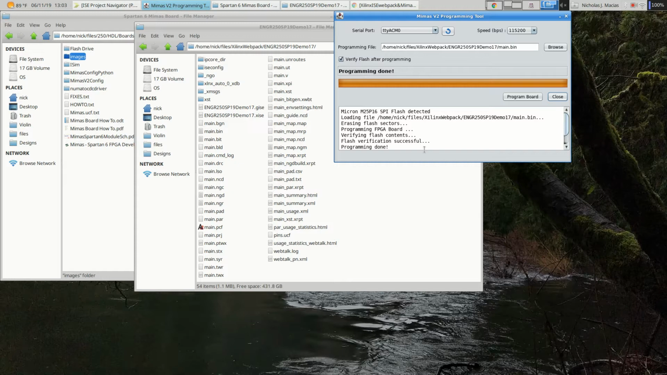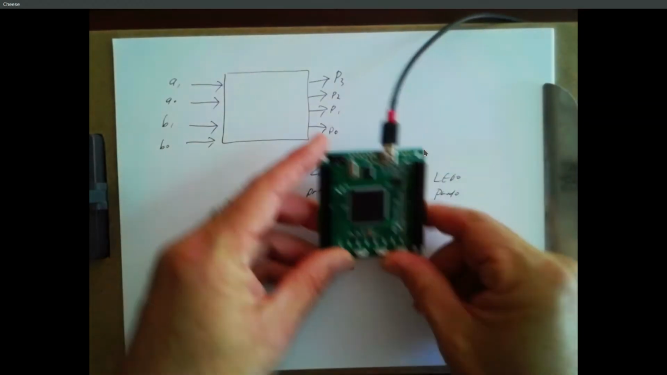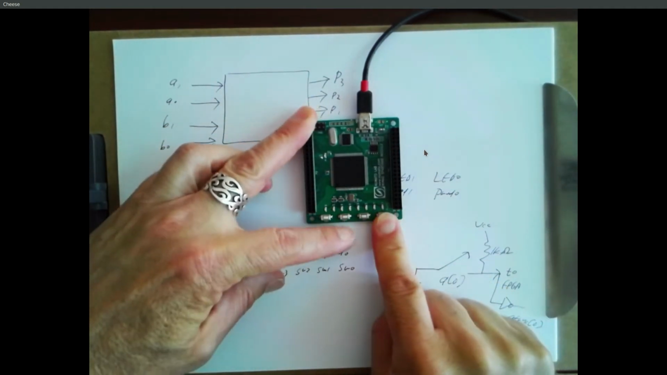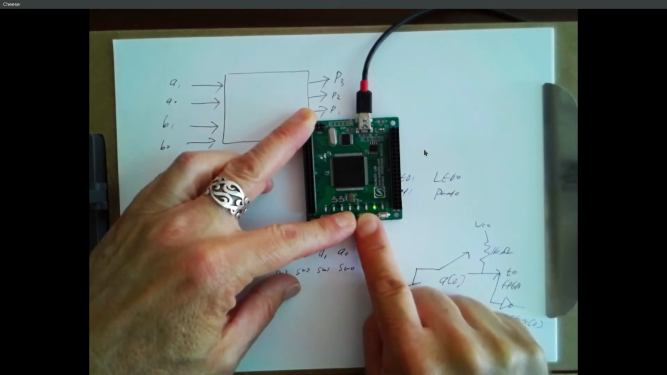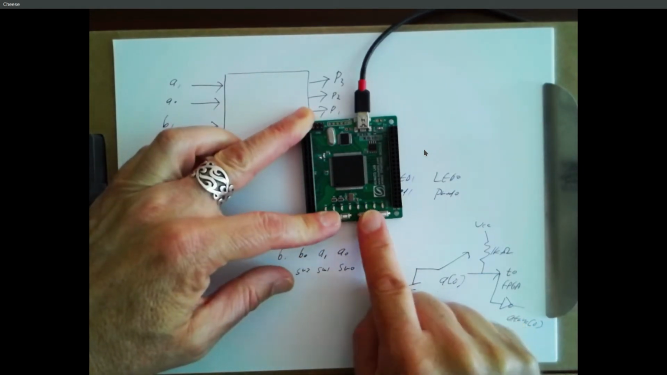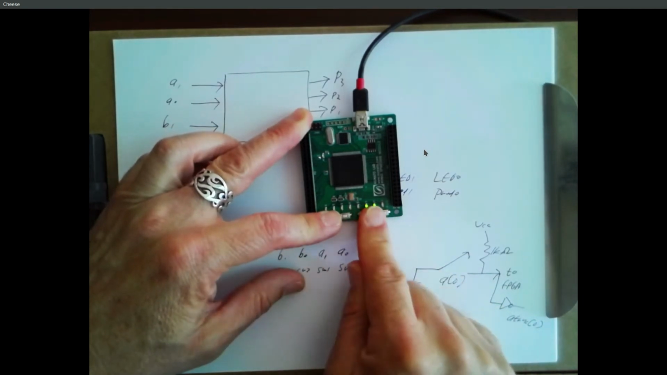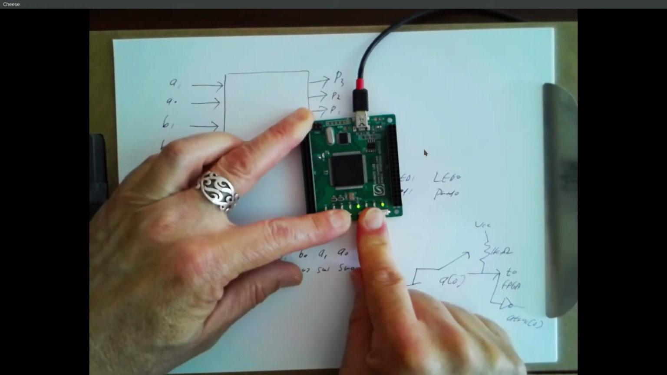Alright, it thinks it's done. Let's see what we got. So no LEDs are on, so we can do 1 times 0, 0, 1 times 1, there's a 1. 1 times 2 is 2, 2 times 2 is 4. 2 times 3 is 6, and 3 times 3 is 9. So we got a multiplier.